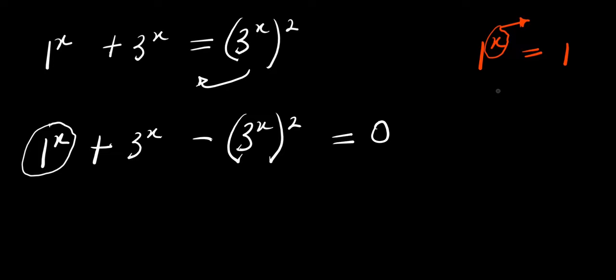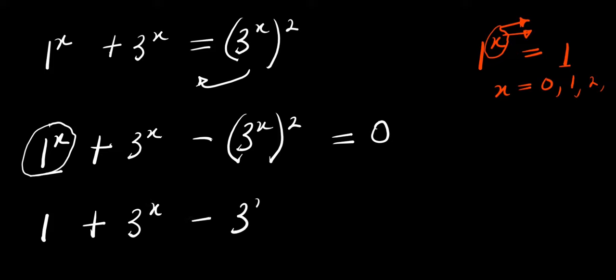So, if you insert x equals 0, you have 1 here. If your x equals 1, you still have 1. If your x is 2, you have 1. Irrespective of the value of x that you insert here, you will have 1. So 1 raised to the power of any number will give you 1. That being said, we can easily replace this with 1. So 1 power x is the same thing as having 1. We have 1 plus 3 power x minus 3 power x raised to the power of 2 equals 0.